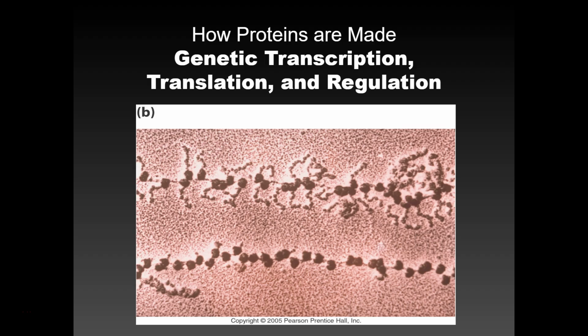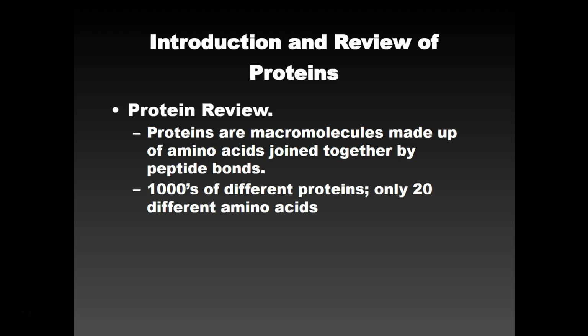So in this chapter, we're going to be talking about transcription and translation. And basically what that means is we're going to be talking about the process by which DNA is turned into RNA, and then that RNA is turned into polypeptides or proteins. But before we get into transcription and translation, we should probably review what a protein is.